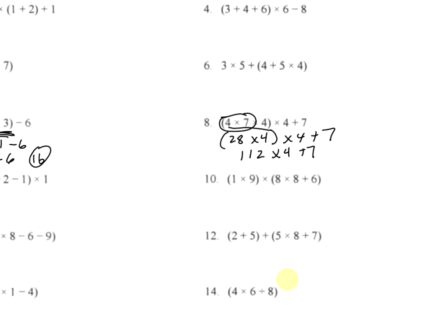Times 4 plus 7. This is where you commonly make mistakes. A lot of people will take the 4 plus 7 and put it together. Can't do that. Okay? As we move left to right, you have a multiplication sign, then an addition sign. So I have to do the multiplication sign first, which is 448 plus 7. 448 plus 7, 455. Okay? That's how we got the 455.